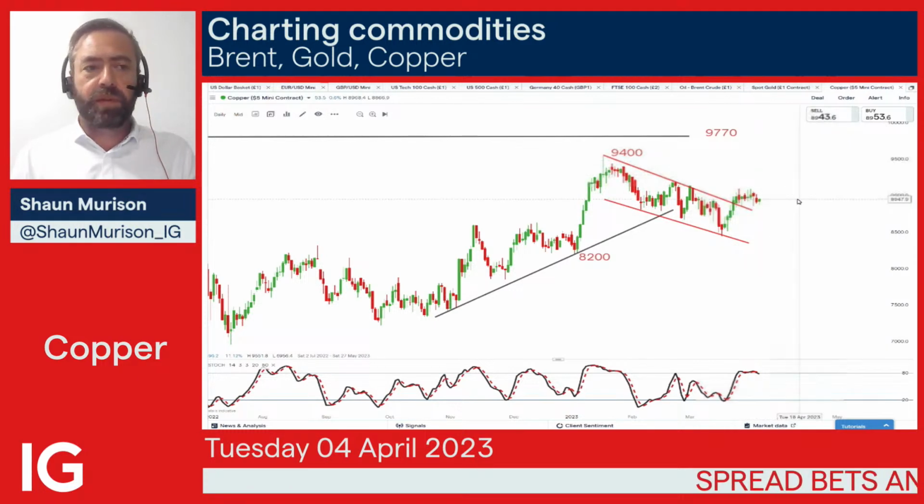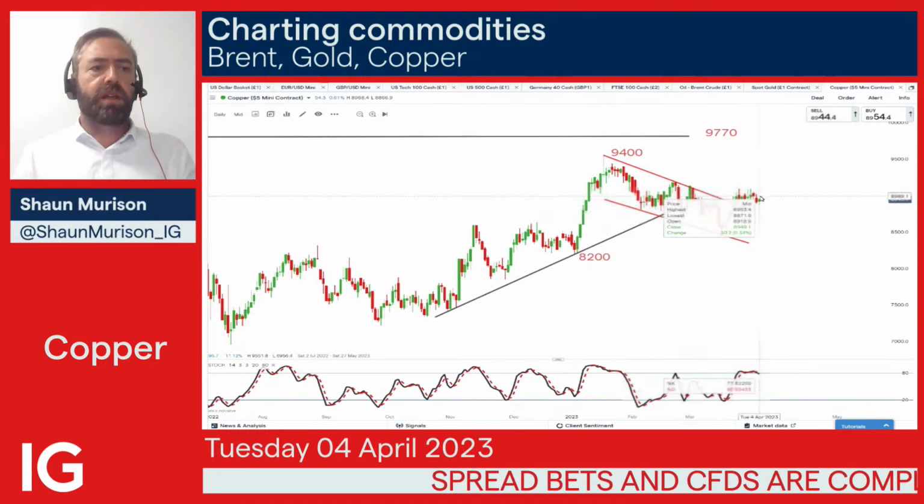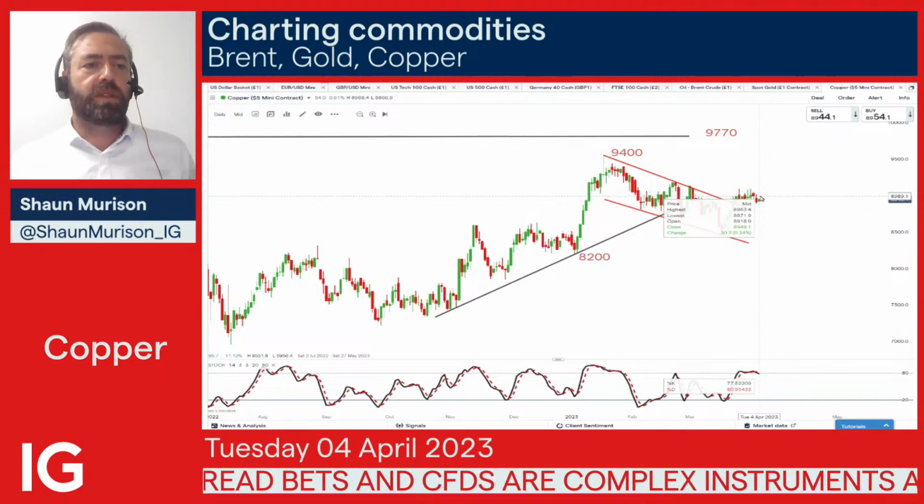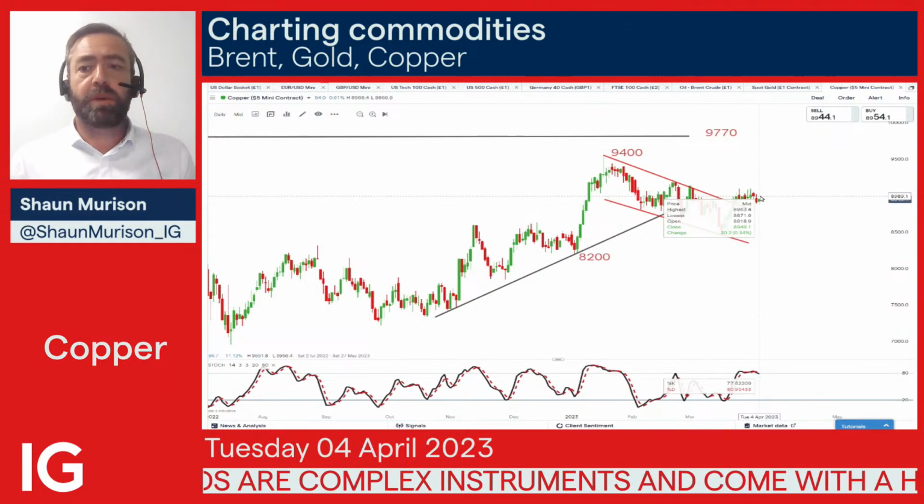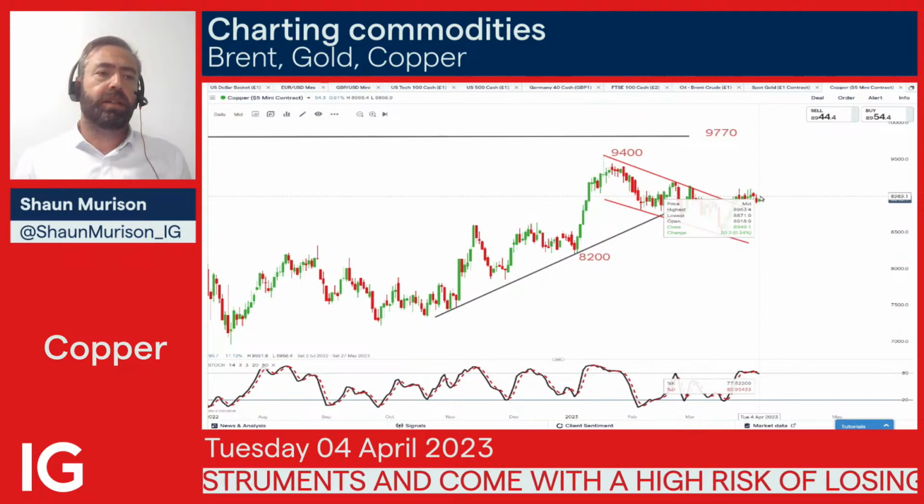Now, if you're not trading copper, it's worthwhile looking at underlying shares that do stuff like Glencore, Rio Tinto, BHP Group, and companies like that.